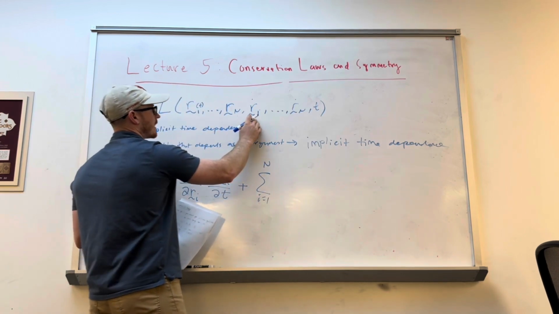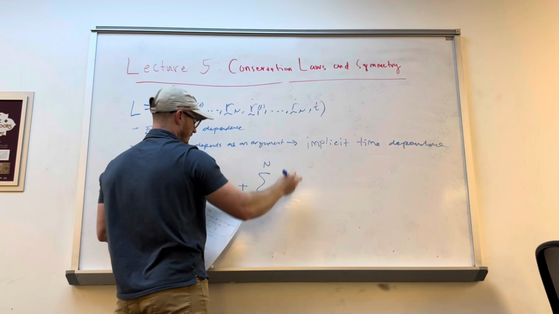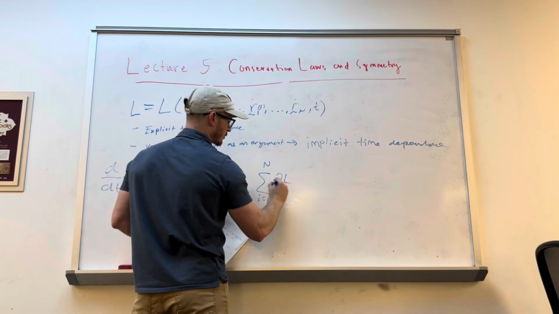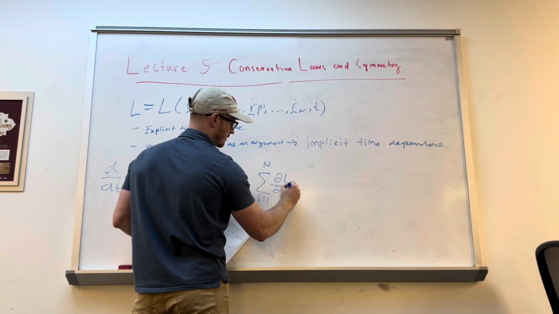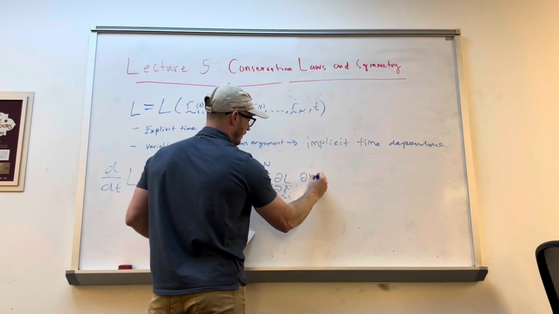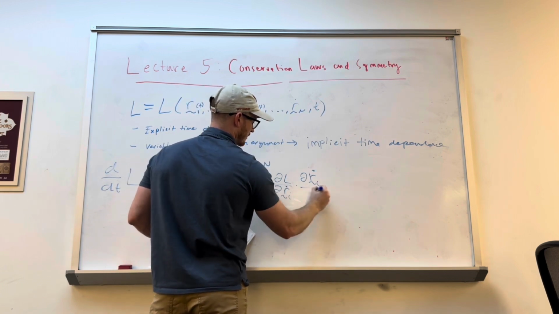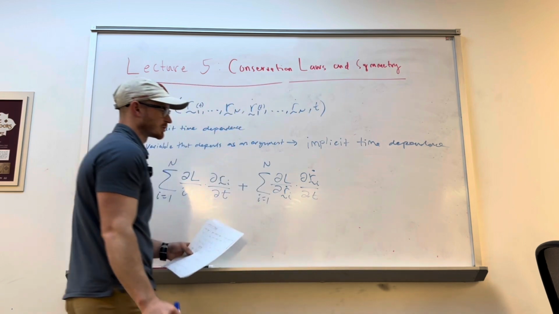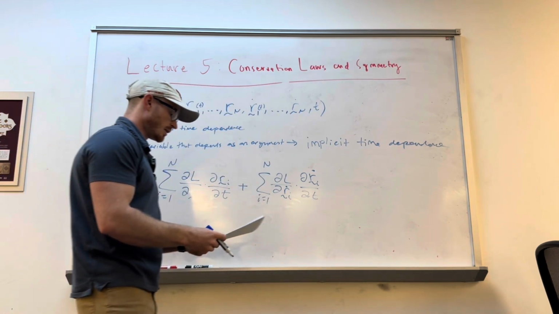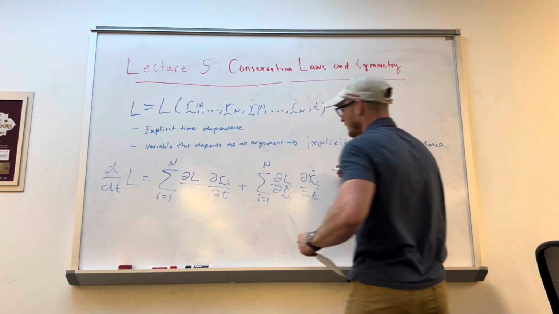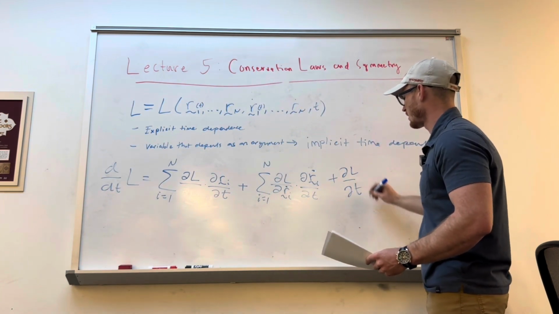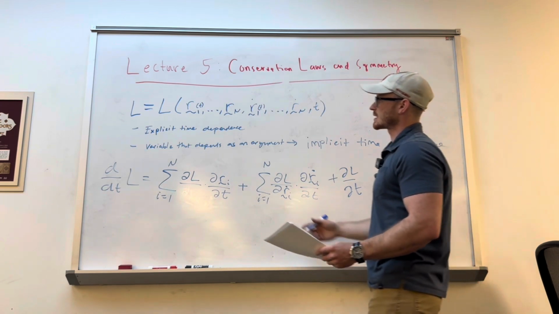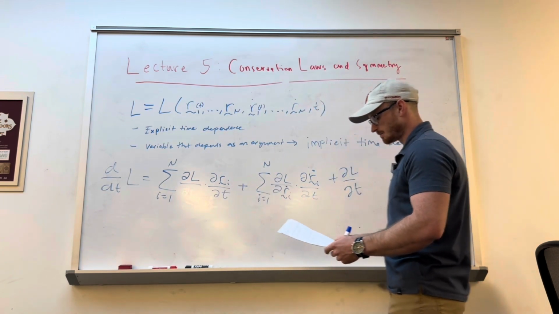Now we have all the velocity dependencies, which of course are also functions of time. Partial L, partial ri dot times partial ri dot, partial t. And of course we have the explicit time dependence, so plus partial L partial t. So this is the time derivative of L.